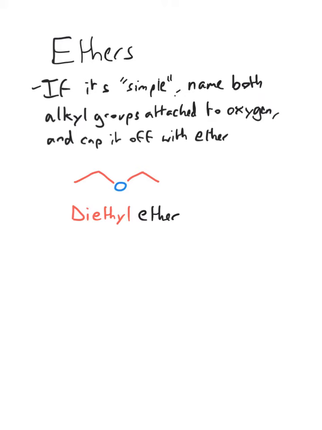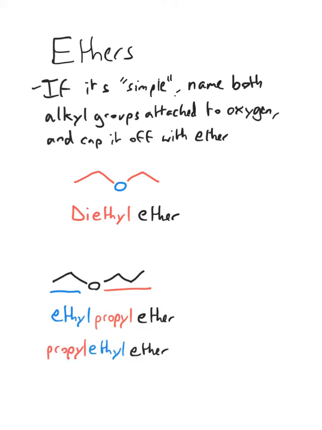You try it. What is the name of this compound? You may pause now. And you are completely right, it is ethyl propyl ether. Or propyl ethyl ether, but we like to go alphabetical.